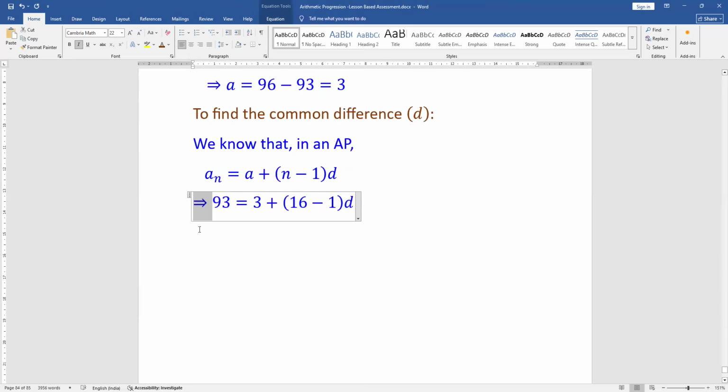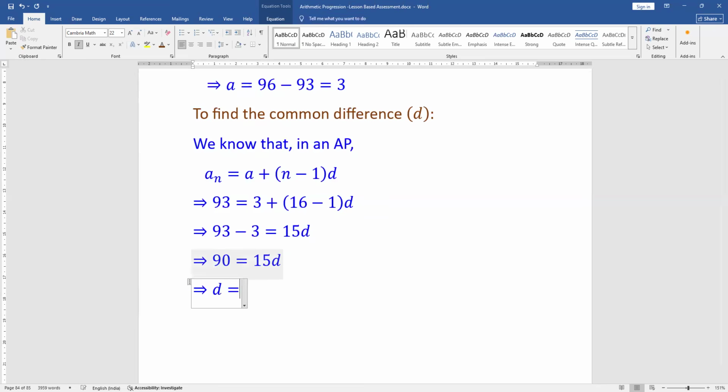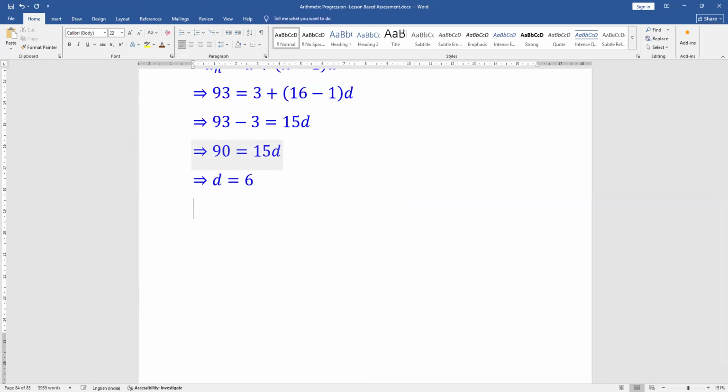Next step, look, 93 minus 3 equals 16 minus 1 times d. What is 16 minus 1? It is 15, so 15d. Next, 93 minus 3 is how much? 90 equals 15d. So that means, 15 times 6 is 90, correct? So that means d equals 6. Got it?